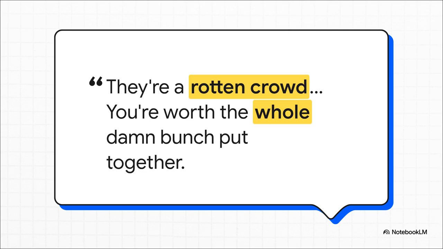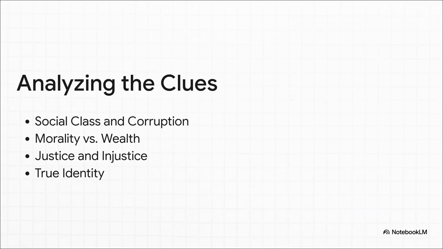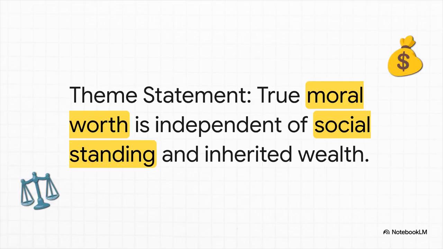Let's try one more just to make sure it really sinks in. This is Nick's final judgment call on Gatsby versus all those old money folks. It is a huge piece of evidence. And look at the evidence here. That sharp contrast between Gatsby, who's worth the whole damn bunch, and the rotten crowd. This immediately points us to our topics for investigation, things like social class, money, and what makes a person truly good. And from that evidence, we construct our theme. We go from Nick's specific comment about Gatsby to a big, universal statement about morality and society. You see the pattern now? Find the clue in the text, identify the big topic it's pointing to, and then build a complete sentence that makes an argument about it.